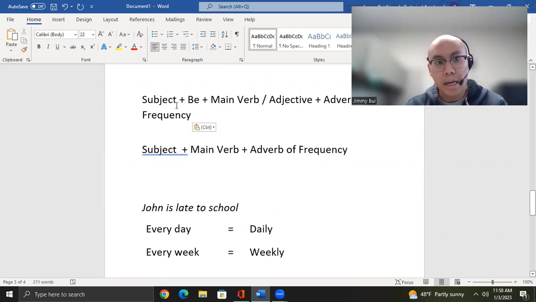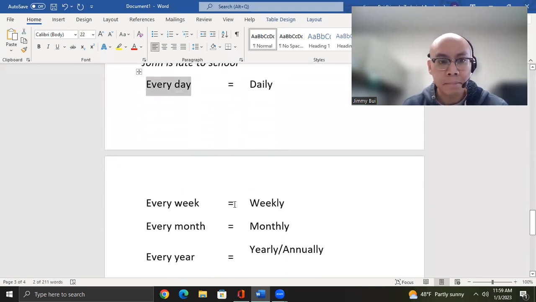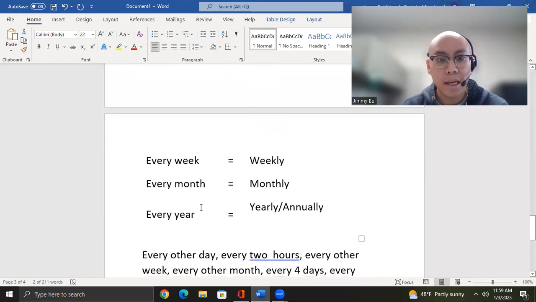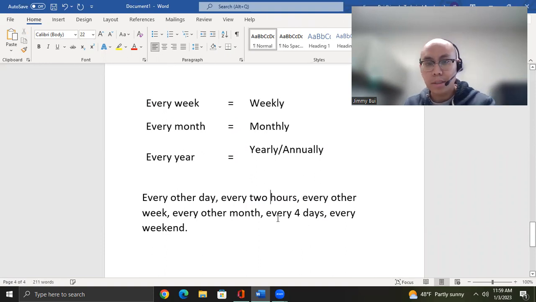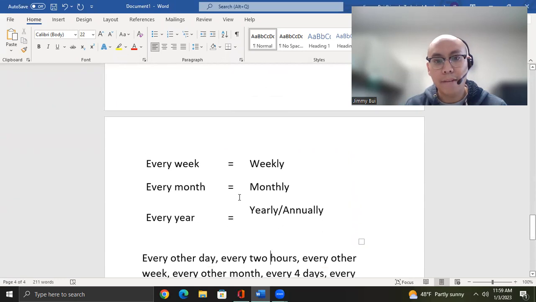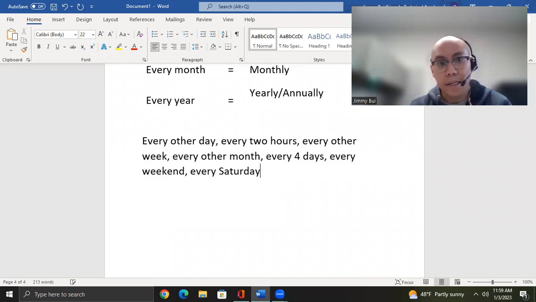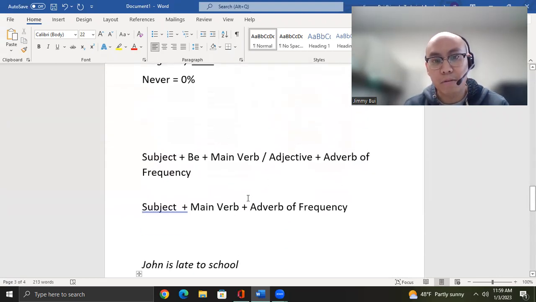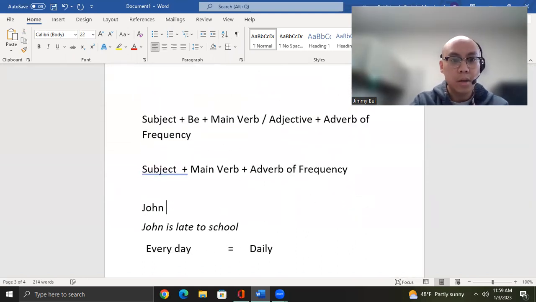Examples of adverbs of frequency: every day, which means daily, every week, weekly, every month, every year. Other examples: every other day, every 2 hours, every other week, every other month, every 4 days, every second, every weekend, right? And when we have these very specific days or times, every Saturday, we put these adverbs at the end of the sentence. So John walks, adverb of frequency here, every week.